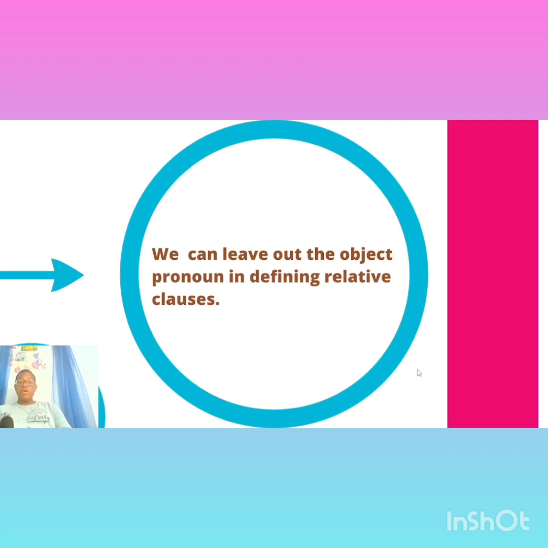We can leave out the object pronoun in defining relative clauses. For example, the woman who I saw at the gym is nice. You don't have to use who in that case because it's an object pronoun and this is a defining relative clause. So you can just say, the woman I saw at the gym is nice.